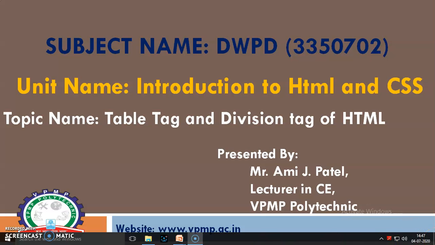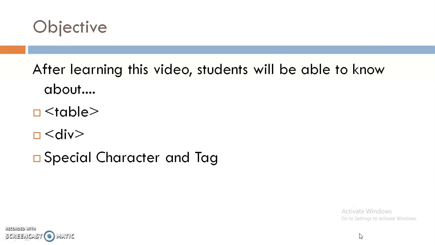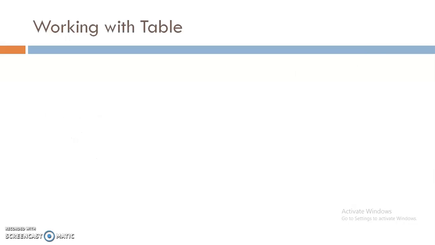Today we will continue our unit number 1, Introduction to HTML and CSS, and today's topic is the table tag and division tag of HTML. Now the objective: after learning this video, students will be able to know about the table tag with its various attributes; second, the division tag with its ID and class; and third, special characters and their tags. Now let's start our session with table.